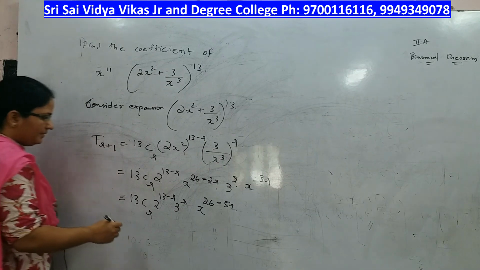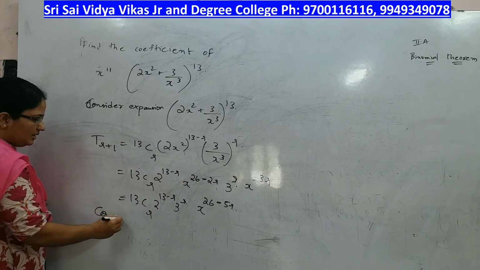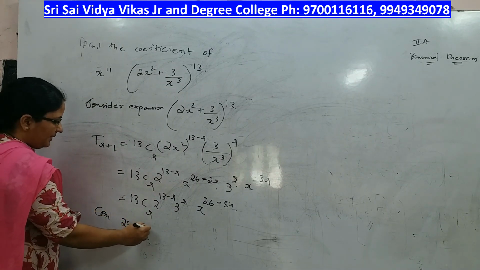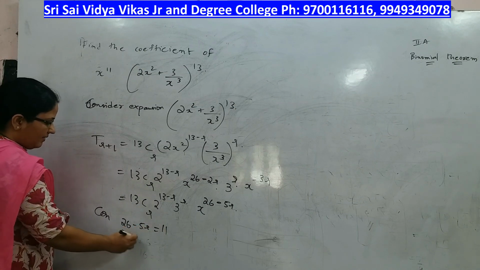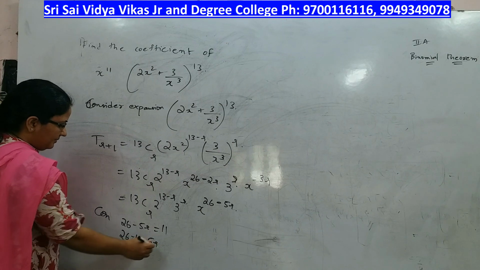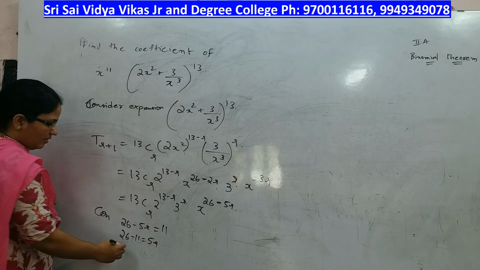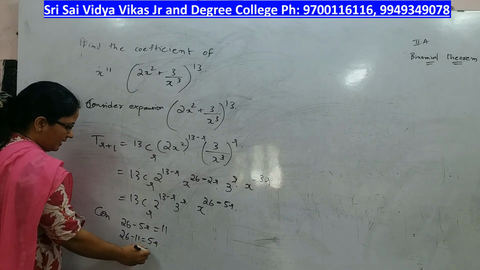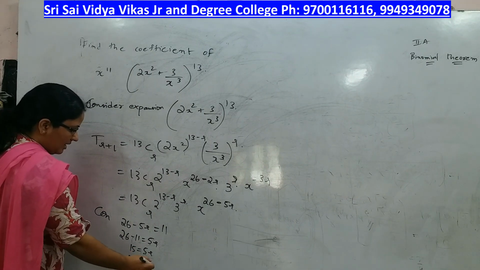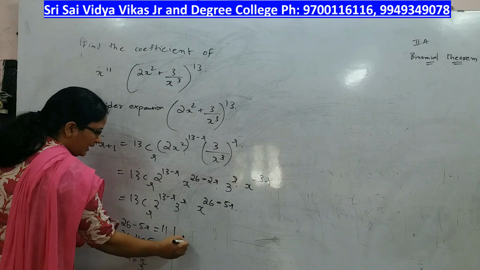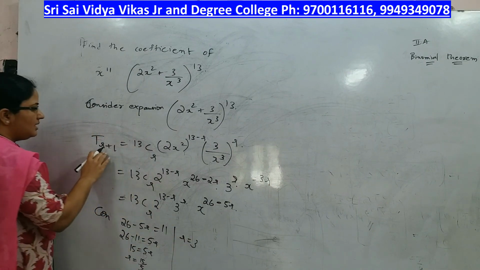What we have to do? Consider 26 minus 5r is equal to 11. 26 minus 11 is equal to 5r. 26 minus 11 is what? 15 is equal to 5r. r is equal to 15 by 5, r is equal to 3. Substitute r is equal to 3 here.